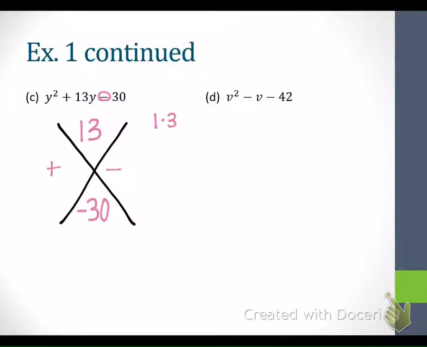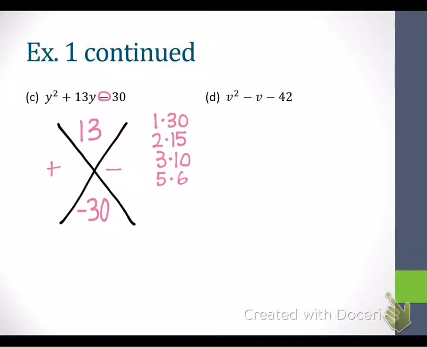So 1 times 30. 2 times 15. 3 times 10. 4? 5? 5 times 6. And of course, right there, 6 is going to repeat, so we know that we're done. Now, our signs are different. So as we're picking factors this time, are we going to be adding them to get 13 or will we be subtracting them to get 13?